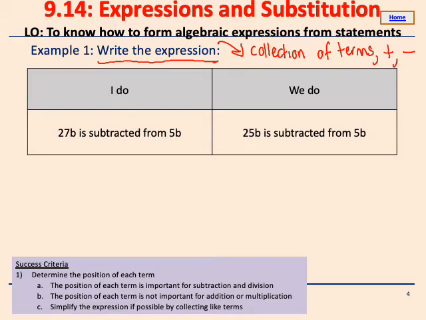So for the I do, 27b is subtracted from 5b. So we have 5b and we are subtracting 27b. Now because our variables are the same here, we could in fact collect those, but we've just been told to write the expression, so we'll leave it like that. Pause the video now and give yourselves 30 seconds trying to solve the we do.